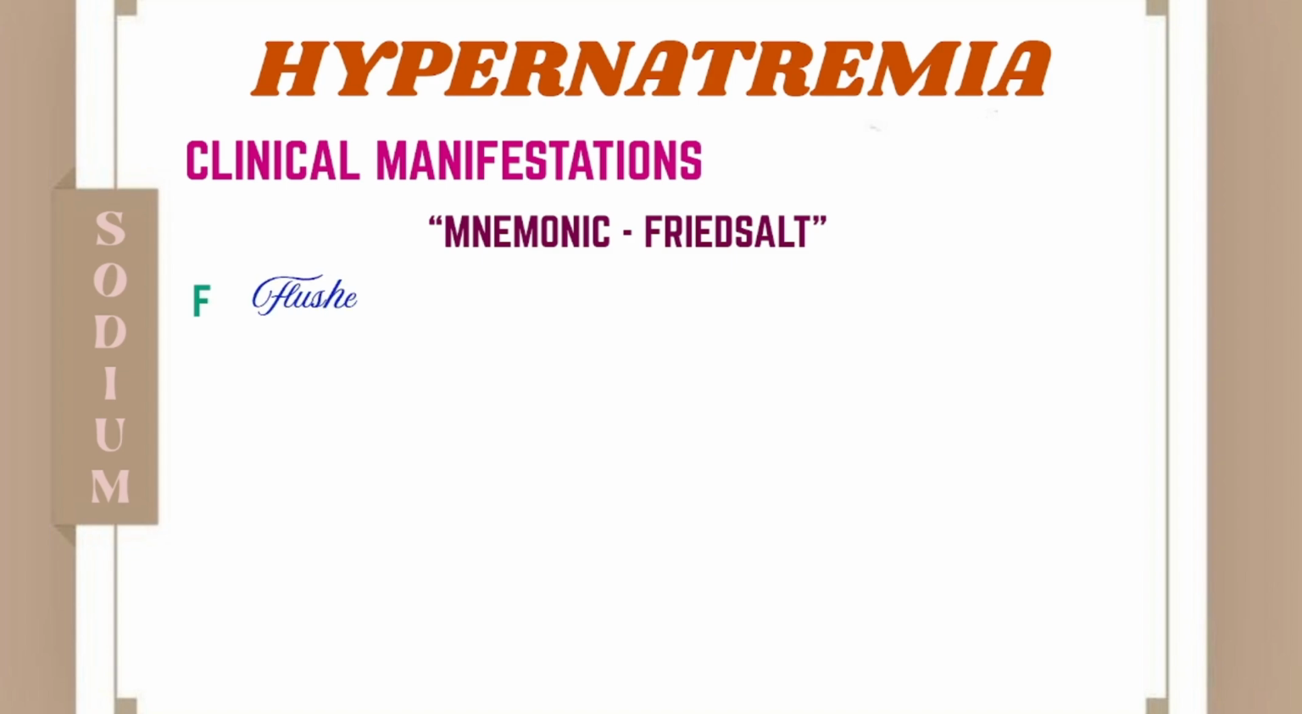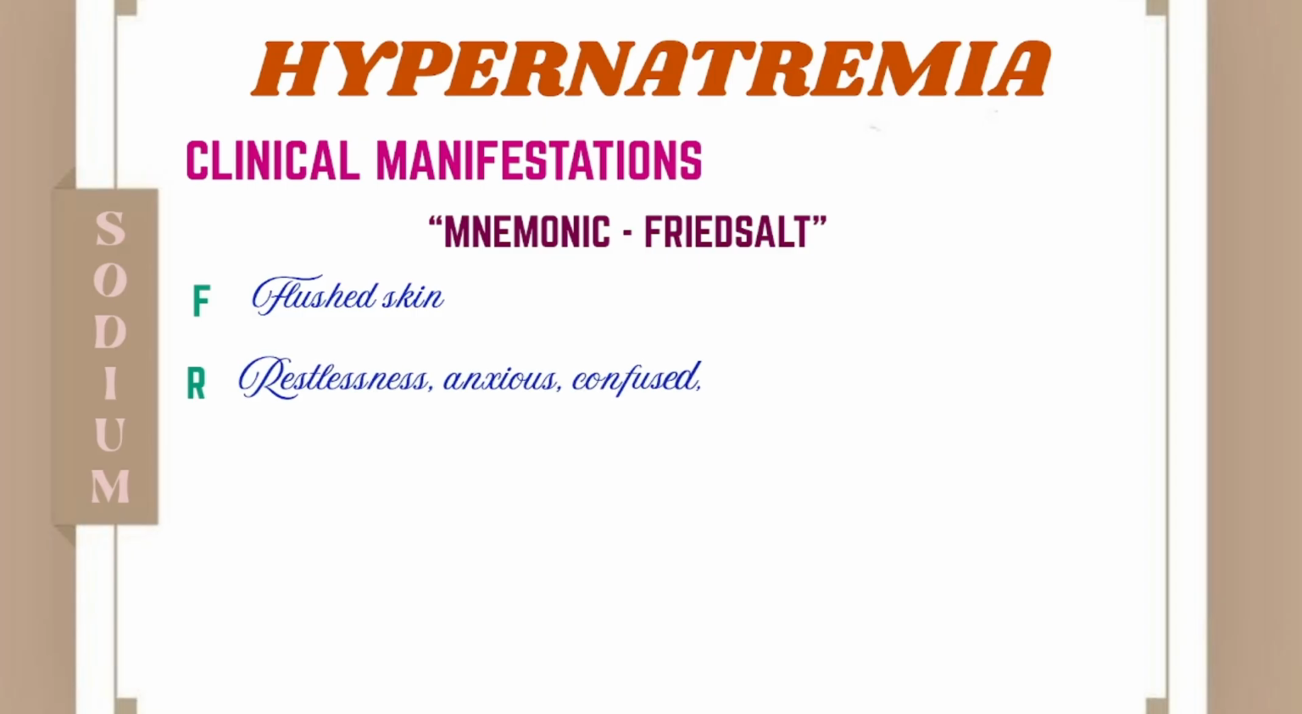F stands for flushed skin. Due to dehydration and increased sodium concentration in the body, the skin will look red, warm, and dry. So that is flushed skin, when it is red, warm, and dry. In persons with hypernatremia, because there is more sodium and less water or fluid in the body, flushed skin will be there.